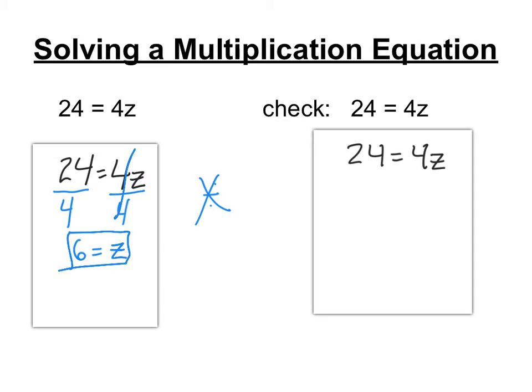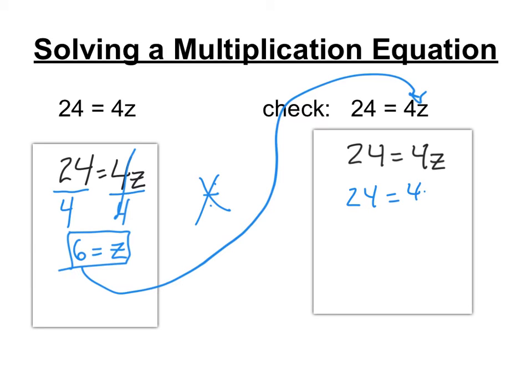And now I can check it by plugging in that 6 where I see z in my original equation. So I'm going to rewrite my equation, and I'm going to plug in 6 where I see z. And then I do my math out. 4 times 6 is 24. My left side matches my right side, so z equals 6 is my solution.